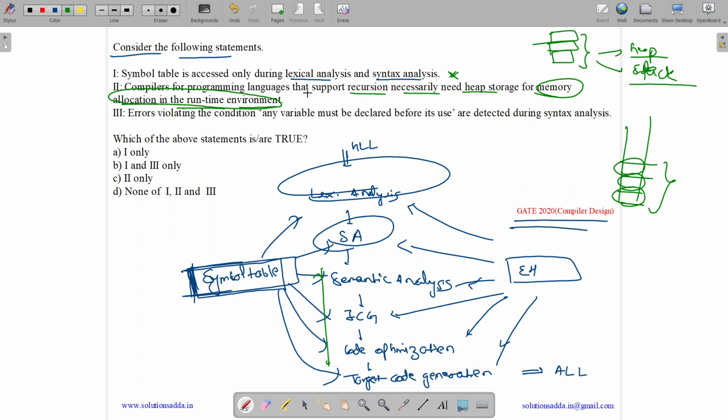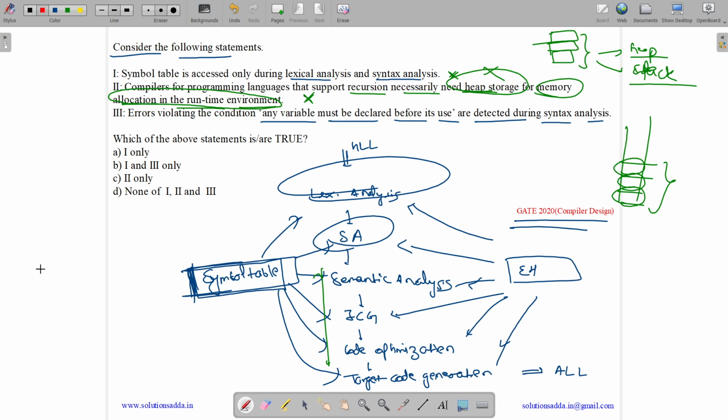So only heap is necessary is not true. We can have stack too. So second is also false. Now third one says errors violating the condition any variable must be declared before its use are detected during syntax analysis. So suppose we have created a variable a equals to 5, but we haven't declared it. Suppose we have used a variable in an expression, but we haven't declared it before.